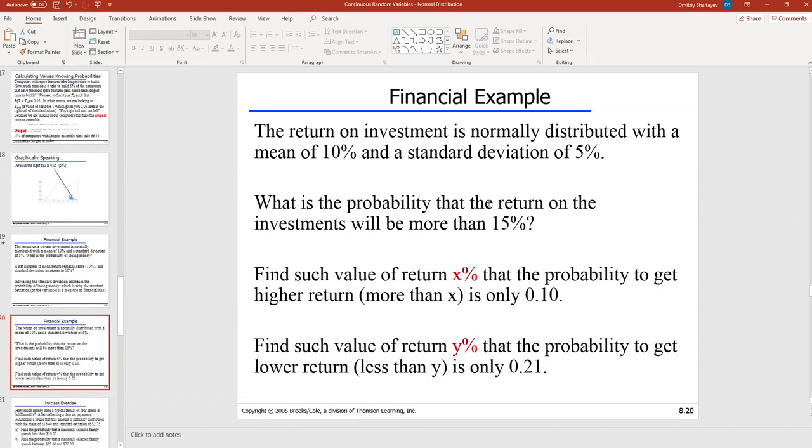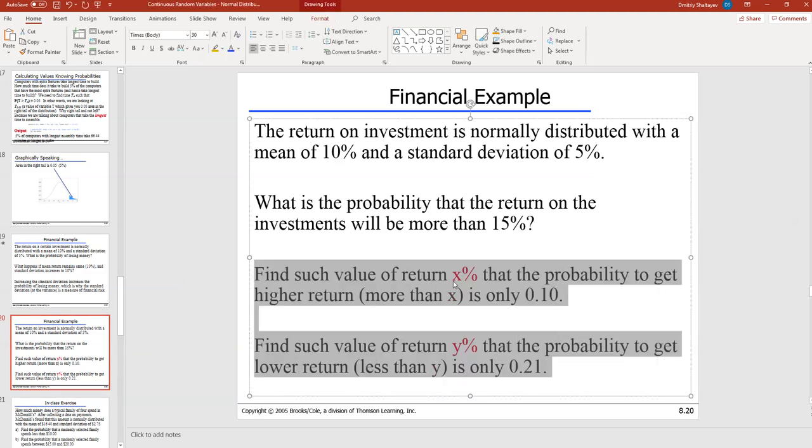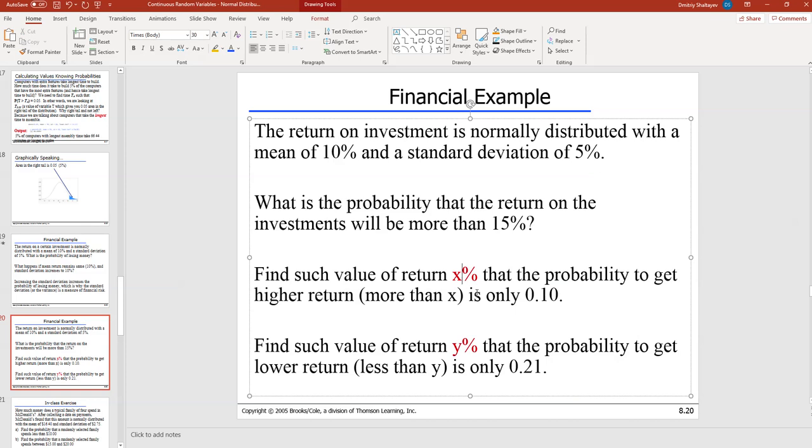All right, so, okay, let's see, do we have time to go over these problems, probably not. Okay, well, let's go actually through a couple of them, okay, quickly. So these two. Find such value of the return, X%, whatever it is, that the probability to get even higher return is only 10%. Okay, so now what I have actually is the reverse problem, right?